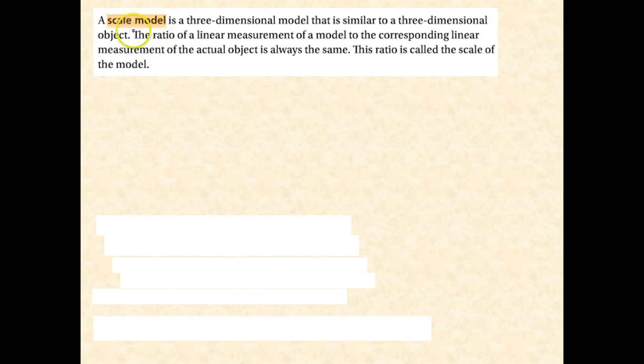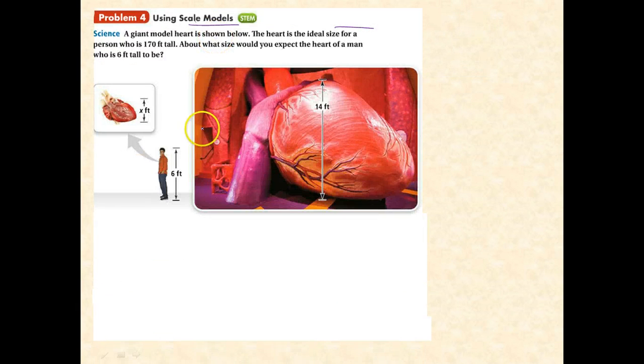Yellow yolks. Okay, so a scale model is sort of like a scale drawing, except that it's 3-dimensional instead of 2-dimensional. And it's still similar, which means that the ratio of linear measurements are always the same. And that ratio that's always the same is called the scale of the model. So, here is a scale model. It's a giant heart that is 14 feet tall. That's huge. You can go inside of it. See, there's the stairs.